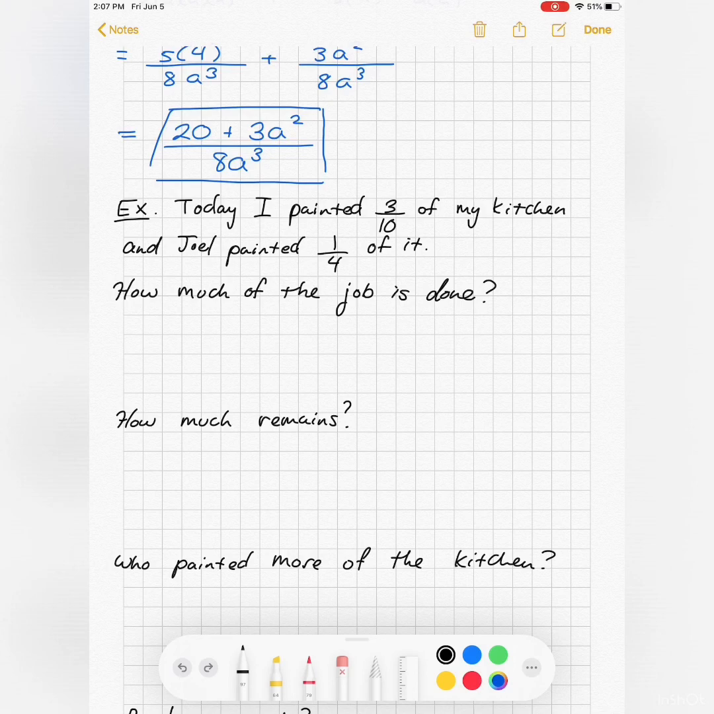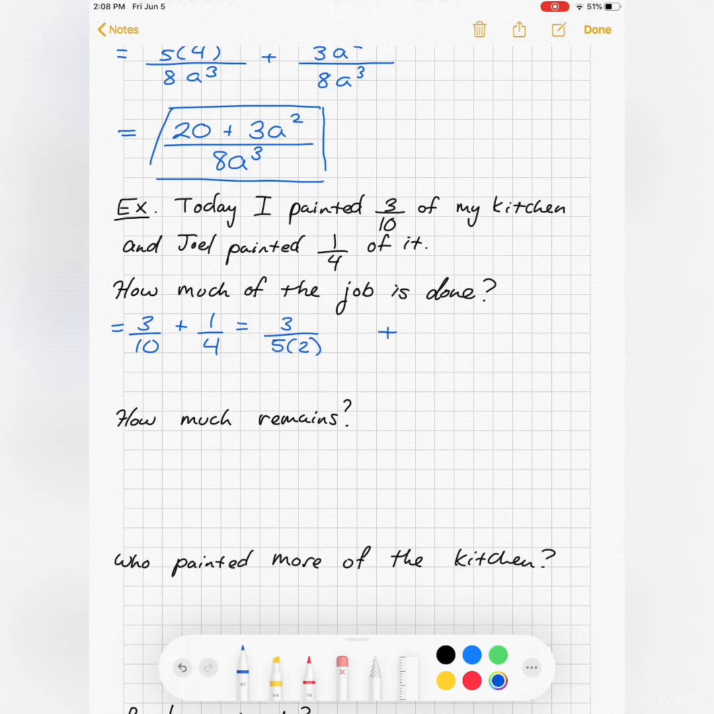Today I painted 3/10 of my kitchen and Joel painted 1/4 of it. How much of the job is done? Okay, so how much is done? Well, I did 3/10. Joel did another 1/4. Okay, so let's see, how's this gonna work? 10 is 5 times 2. 4 is 2 times 2. So let's see, first fraction, I need another 2 then. Second fraction, I need a 5 for my common denominator.